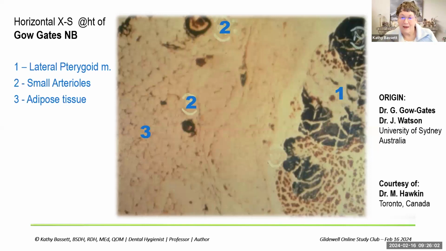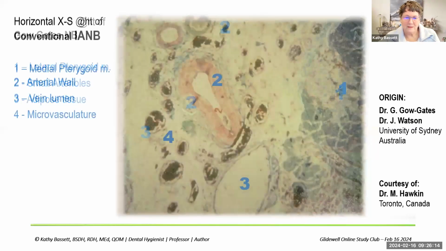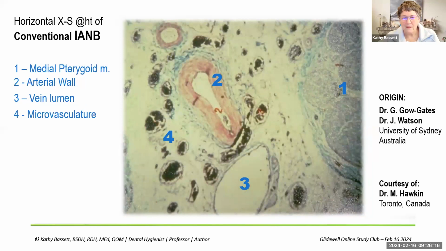And then again, that favors holding drug in the location and keeping it there throughout the diffusion of that volume of solution. So now let's look at the next cross section, and this now is at the level of the mandibular foramen. So here is generally our target area for an inferior alveolar, particularly a traditional inferior alveolar injection.